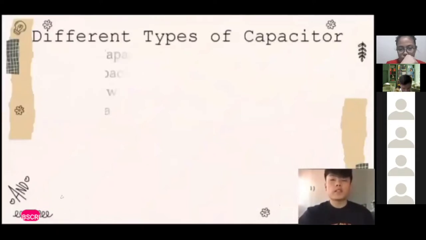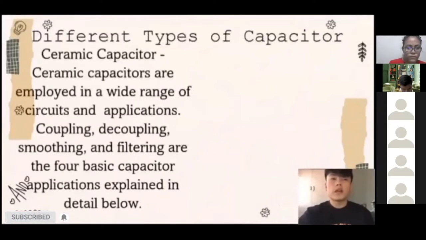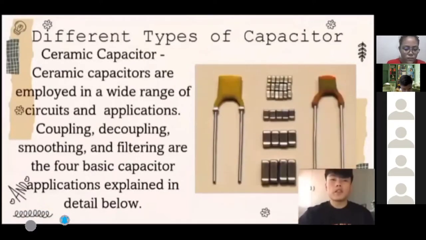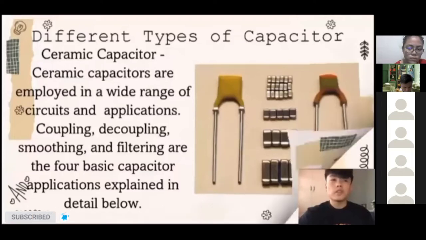The different types of capacitor: ceramic capacitor, electrolytic capacitor, and paper capacitor. Ceramic capacitors are employed in a wide range of circuits and applications. Coupling, decoupling, smoothing, and filtering are the four basic capacitor applications explained in detail below.